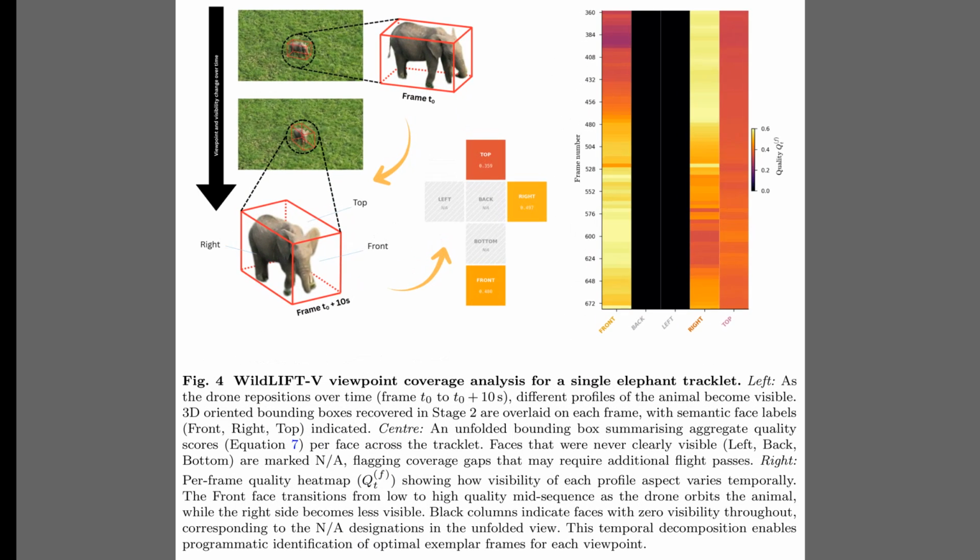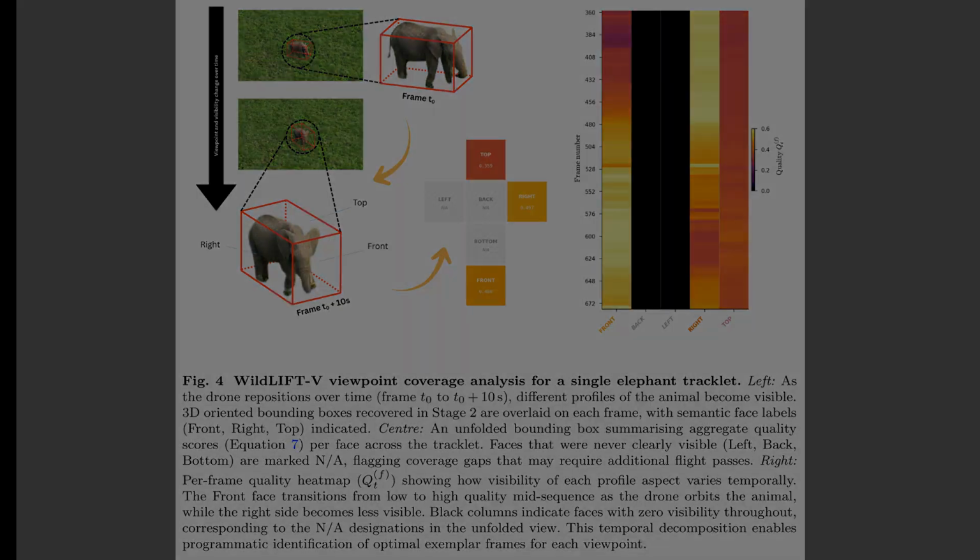Figure 4 details how the View module tracks an animal's visibility over time. The left side follows an elephant over 10 seconds. As the drone orbits, the system fits a 3-dimensional bounding box and identifies which faces are visible. The unfolded box in the center aggregates these scores, clearly flagging coverage gaps, like the unseen left or back sides, as not available. Finally, the heat map on the right breaks this visibility down frame by frame. You can see the front face becoming highly visible mid-sequence, shown in yellow, while the right side fades. This breakdown lets researchers automatically find the perfect frames for individual identification.